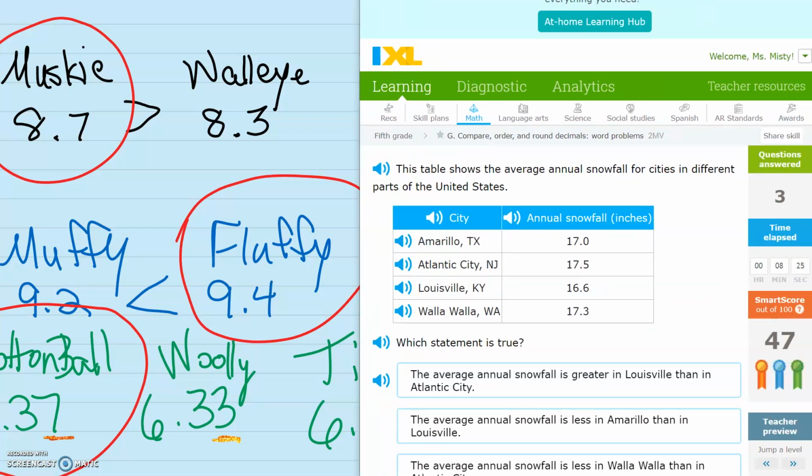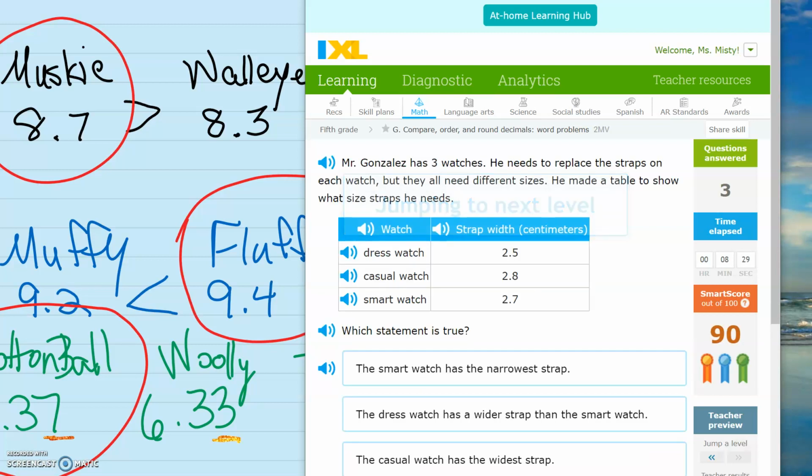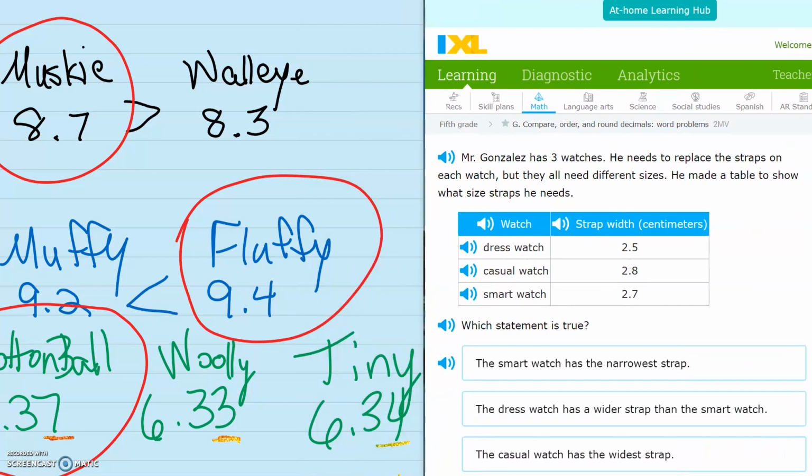All right, let's do one last one in this video. This is the last one we're going to do together here on the video. So this one says, Mr. Gonzalez has 3 watches. He needs to replace the straps on each watch, but they all need different sizes. He made a table to show what size straps he needs.